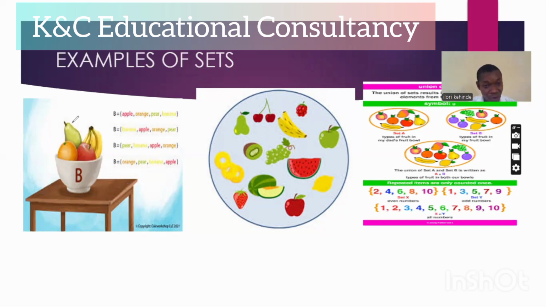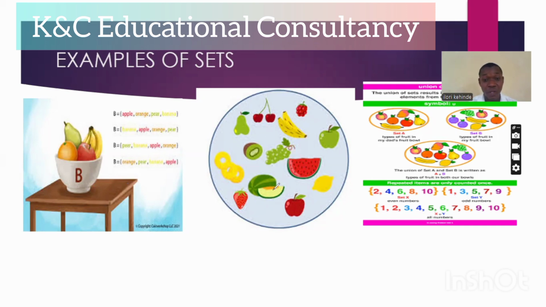You can see that this can be described as a collection of fruit, which means it can be described as the set of fruit, because this bowl labeled B comprises the apple, the pear, the banana, and the orange. So those are the ones; let's look at another example, this second picture here, which also is a collection, a set of fruits.